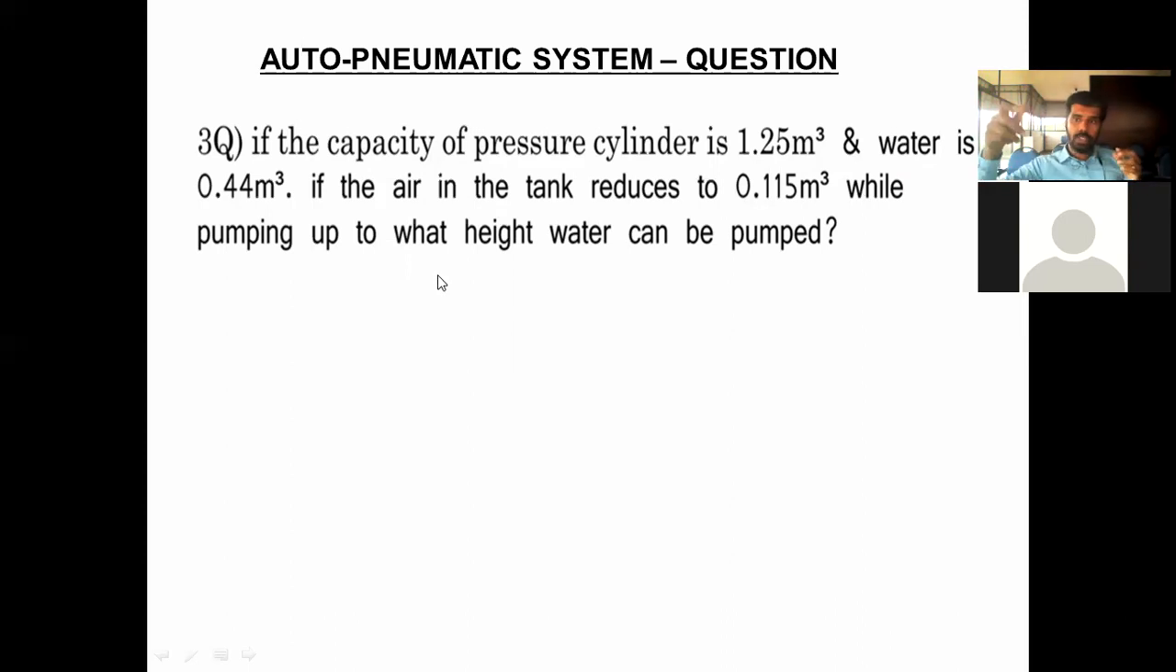So while pumping, the air in the tank reduces. You know that inside the tank there is air as well as water. When pumping occurs, the air in the tank is reduced to 0.115 meter cube, and they are asking to what height the water can be pumped. What is the head of the pump? The cylinder capacity is 1.25, water inside the cylinder is 0.44 meter cube, and then it is pumping. If the air is reduced to 0.115 meter cube, at what height can the water be pumped? That is the question. So let's see.